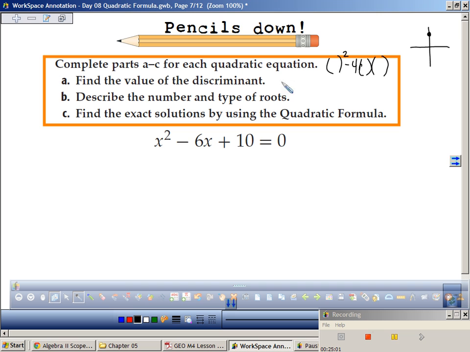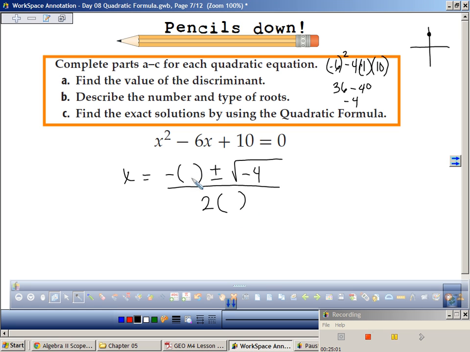All right, so b is negative 6, a is 1, c is 10. 36 minus 40 is how much? Negative 4. I get a negative. That means I'm going to have a negative under a square root. That means it's going to be imaginary roots. So x equals negative b plus or minus the square root of negative 4, right? All over 2a. A is 1.